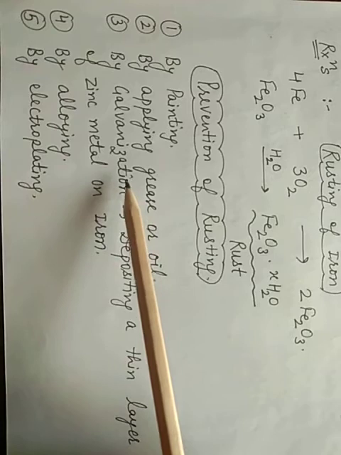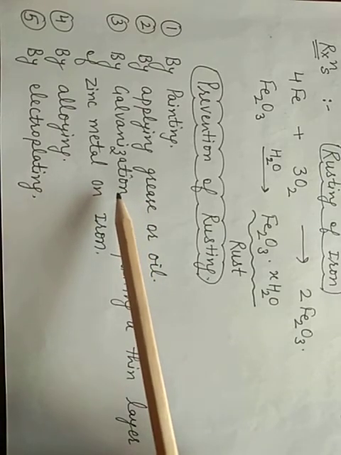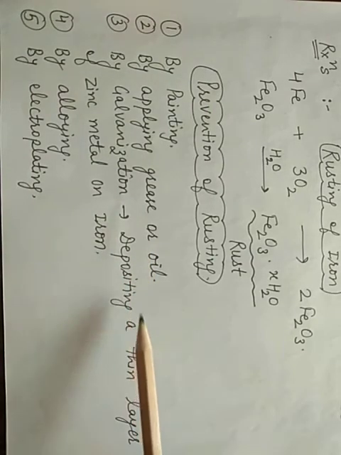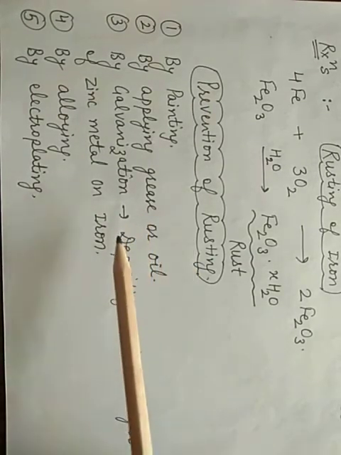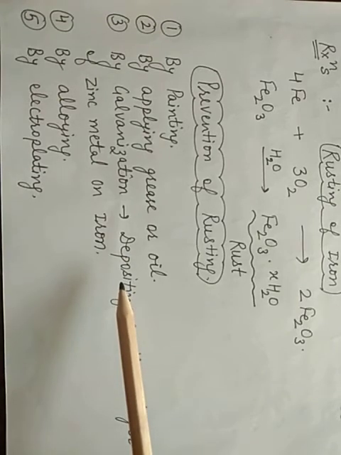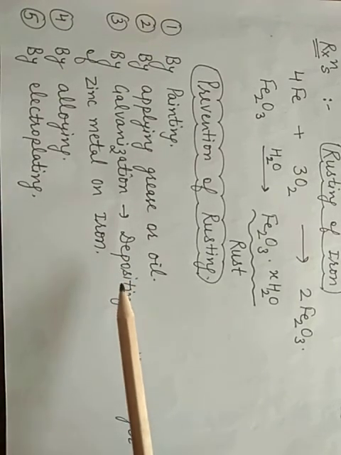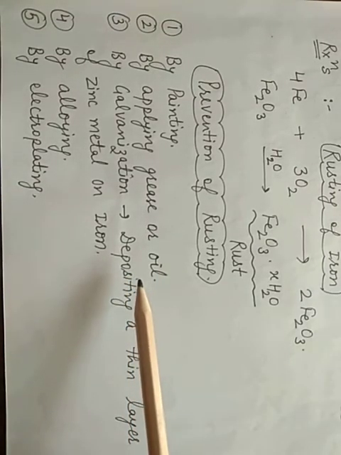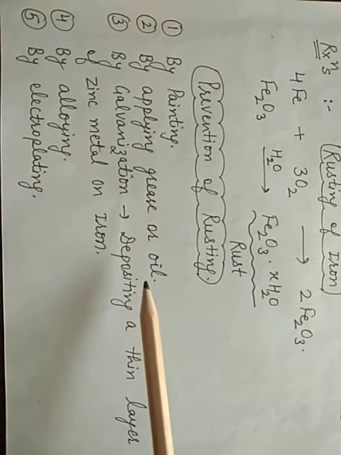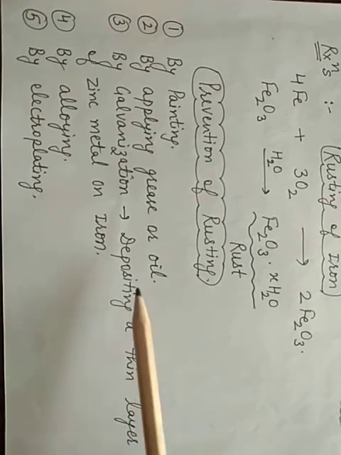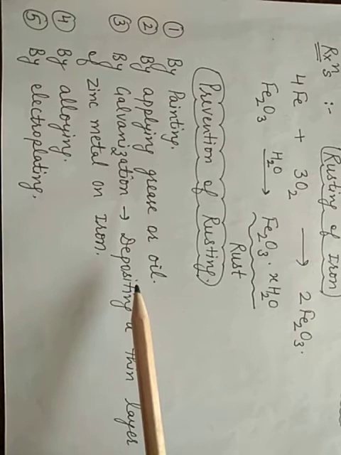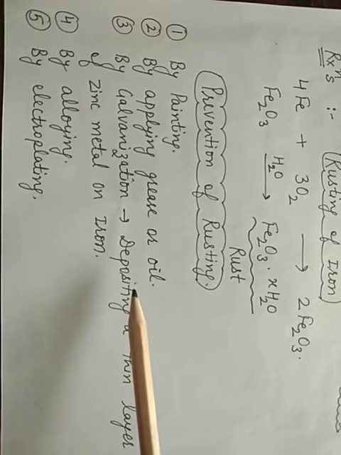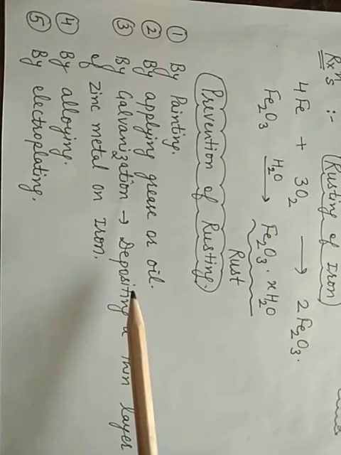Third is the important prevention, that is galvanization. This is important. Galvanization means depositing a thin layer of zinc metal on iron. You can see that it is the process which involves coating of iron with a thin layer of zinc. It is done by dipping the iron in molten zinc. The zinc layer coating is formed and that protects the iron inside from corrosion.